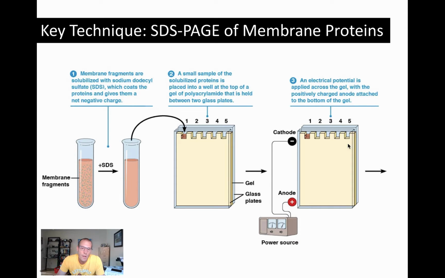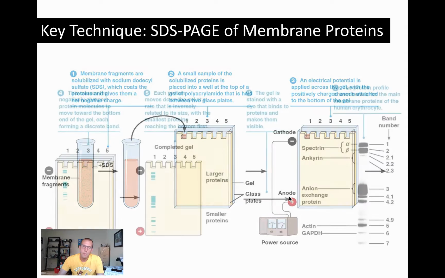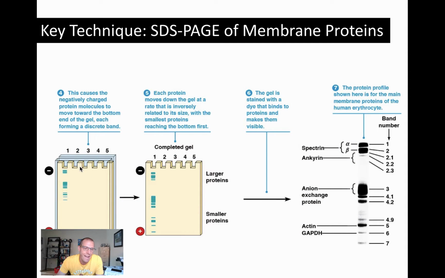So what we then do is we attach the gel to an electrical source, to a power source, and we put the cathode at the top, that is the negatively charged terminal, and the anode at the bottom, and that's the positively charged terminal. Now, because the proteins are covered in SDS, when we turn on the power supply, the proteins will migrate through the gel towards the positive terminal, and so they'll separate out.